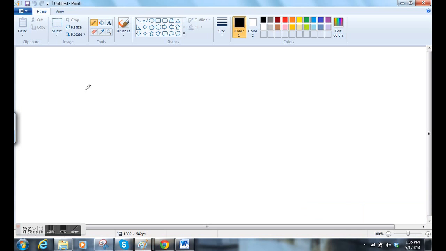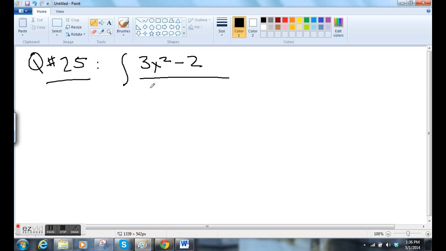Okay, let's do another one. I got white this time just to shake things up. See if you like that better. Question number 25. Find the integral of 3x squared minus 2 divided by x cubed minus 2x dx.